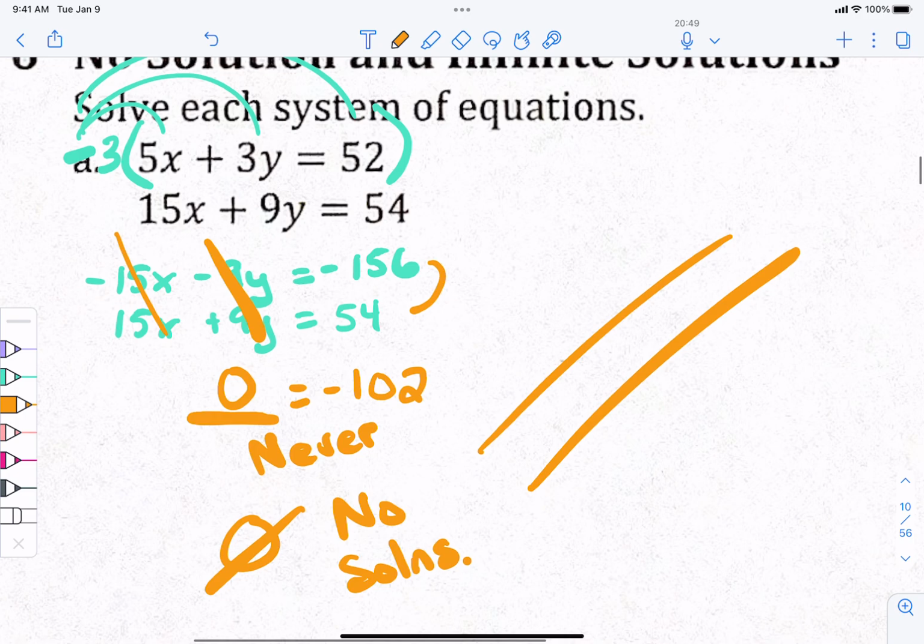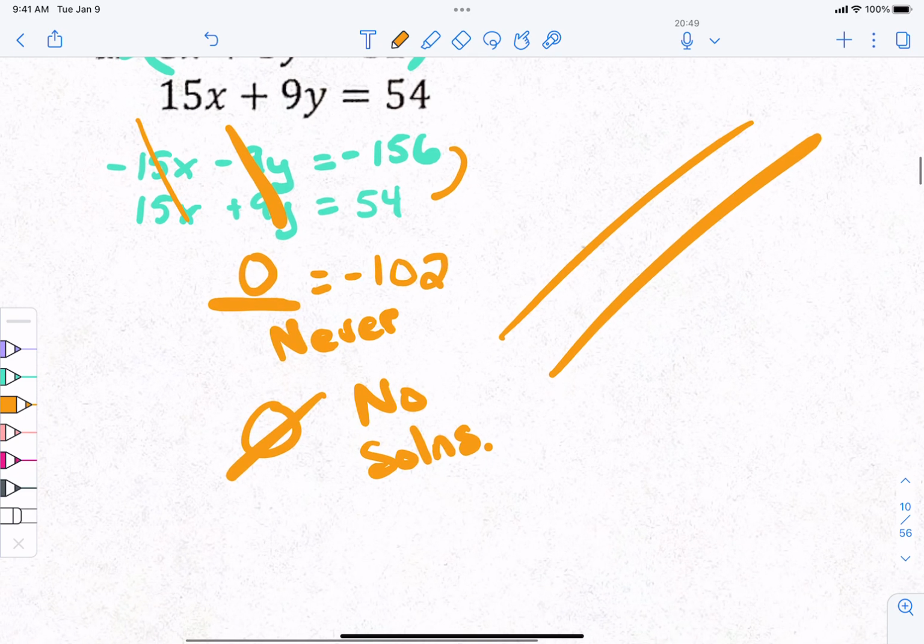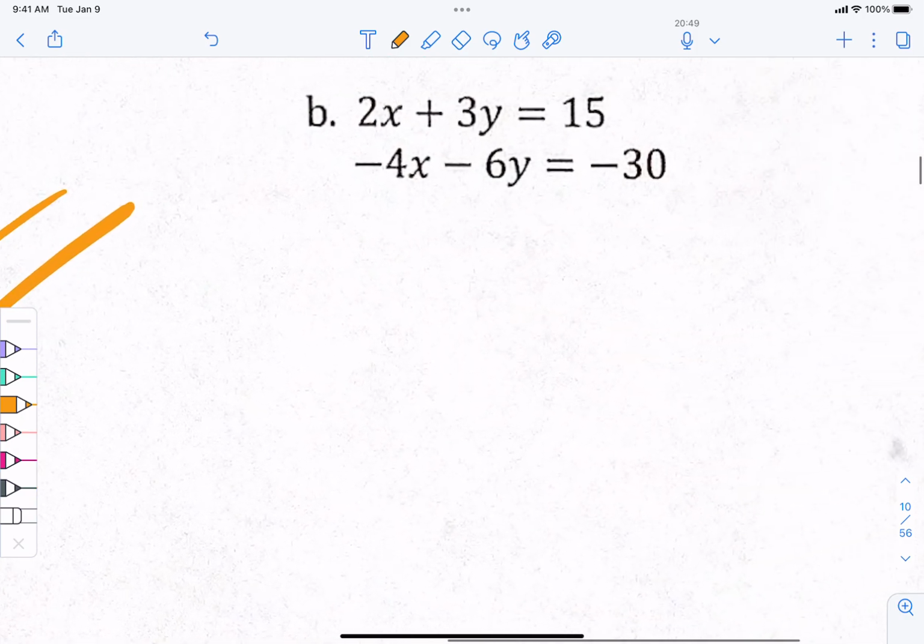So these two lines would end up being lines that are parallel. Does that make sense? So when you're doing substitution or elimination and you get a funny answer, it's usually because something like this is happening. No solutions, okay? So let's go to this other one because something else funny is going to happen.